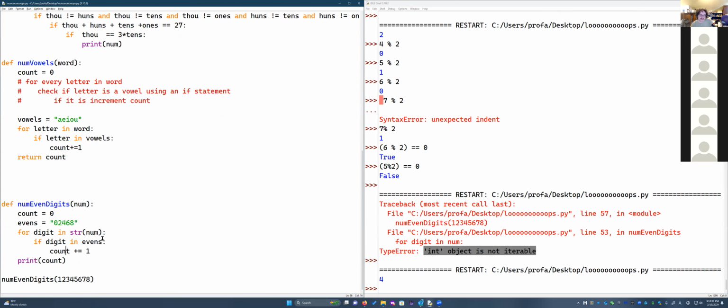But what about if I didn't want to do it like this? Instead, I actually wanted to check the value. For int digit, sorry, if int digit. So we turned that into a string so we could get the individual digit. Then we would have to convert it back, modulo by 2 equals 0.